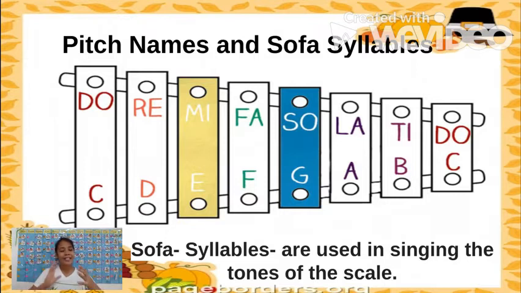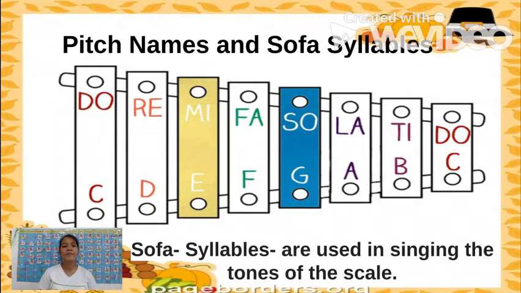Again, what is the use of the time signature? The time signature tells us how many beats are to be counted each measure. For the sofa syllables, this is very useful. Once you know the beats each measure, you should know also the sofa syllables. So what are the sofa syllables that you need to put?